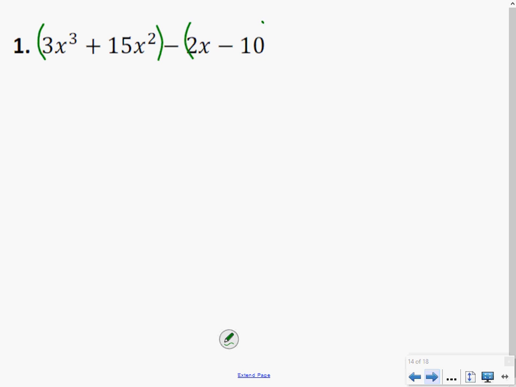First two, last two. Okay, but I have a problem. I said that this always has to be addition in between, and that's definitely a minus sign. So how do we deal with that? Okay, well, subtraction is the same as adding a negative.